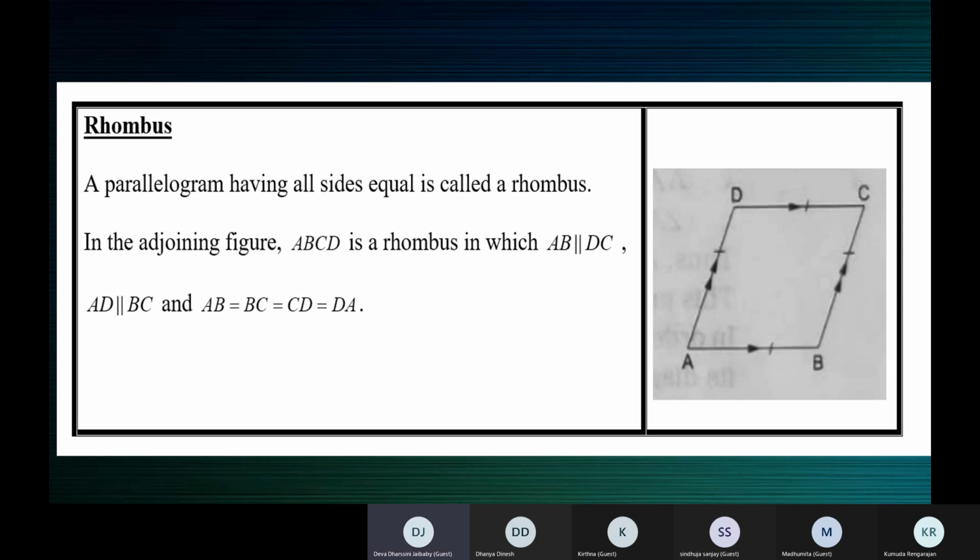Ma'am, that's it, ma'am? Who's this? I'm Devadarshini, ma'am. What did you ask me, Devadarshini? Ma'am, that's all for the properties? Oh, yeah. Other properties are similar to those of a parallelogram. A rhombus has all the properties of a parallelogram. That means adjacent angles are supplementary. It has all the properties of a parallelogram. Okay, ma'am.